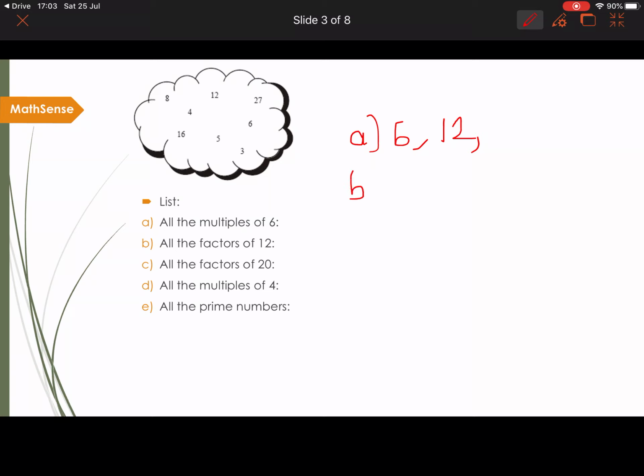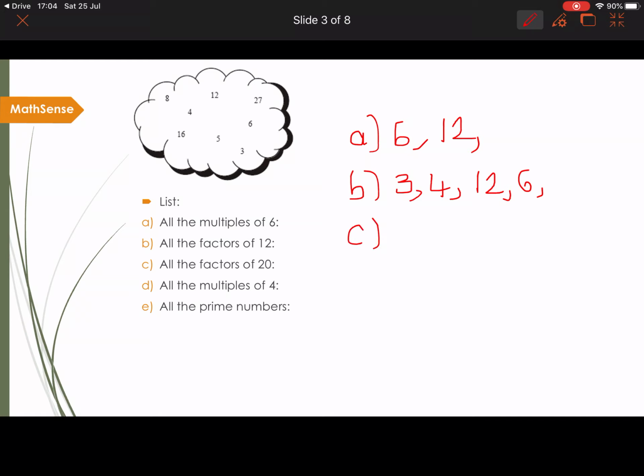The second question asked me to list the factors of 12. Now we already went through that in one of the first slides, so hopefully you should be able to spot them quite quickly. First of all, 3 is a factor of 12 because 3 times 4 is 12. 4 is also a factor of 12. 12 is a factor of 12. 6 is in the list, which is a factor of 12. And I think we are done.